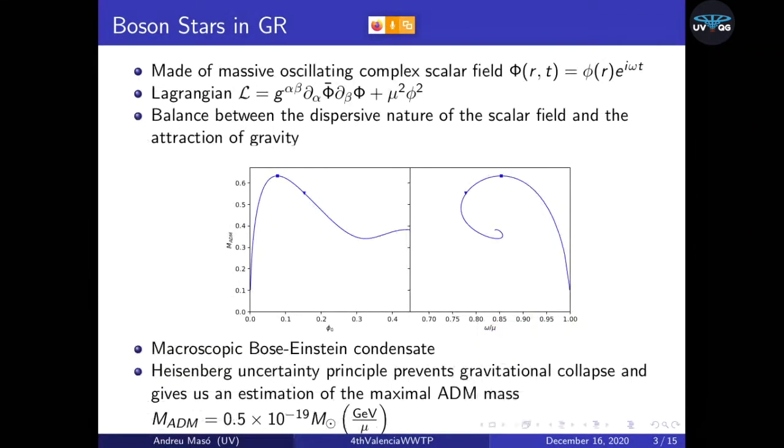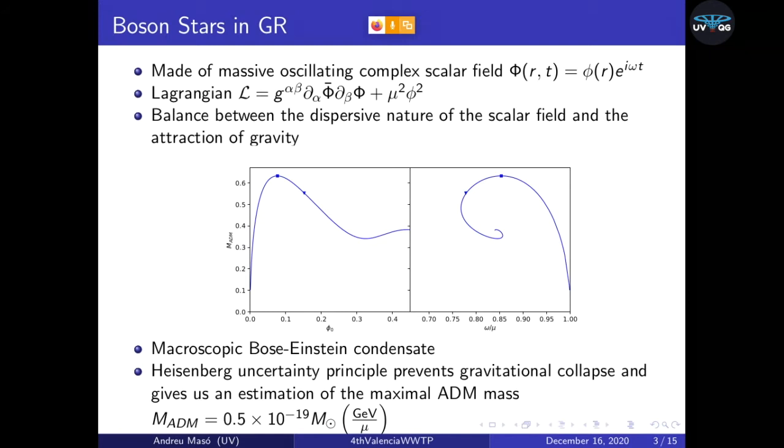Boson stars are made of a massive oscillating complex scalar field. These oscillations originate an effective pressure via the Heisenberg uncertainty principle that prevents the gravitational collapse, while the mass mu of the field creates an energy gap that counteracts the dissipative nature of the field. Even though the field is not static, the space-time is static.